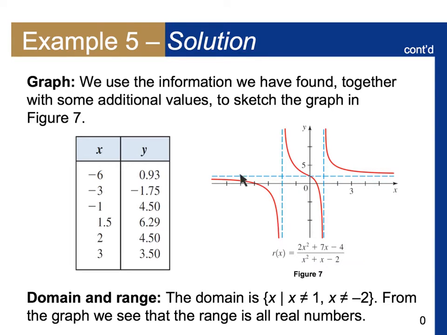We can verify this by checking some points, but we had these intercepts: minus 1, 2, 3, minus 4 for the x-intercepts, and we had 2 for a y-intercept. So domain and range. Remember, the domain is the set of all x such that x is not equal to 1 and x is not equal to minus 2. Those are our vertical asymptotes, x equals 1 and x equals minus 2, excluded.